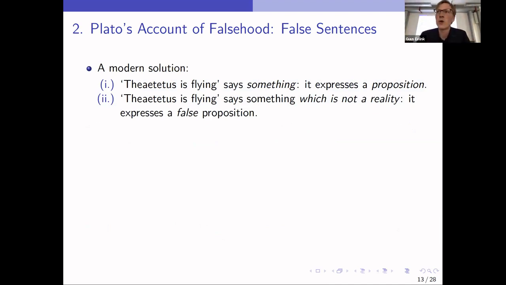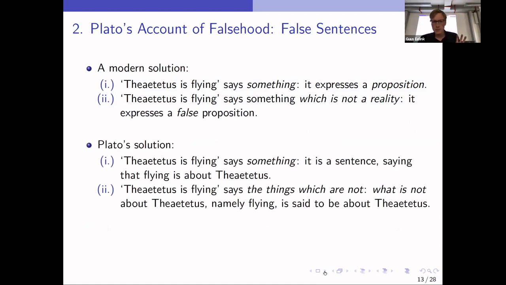Now, how does this compare to the modern solution that I introduced earlier, which says that the sentence Theaetetus is sitting expresses a false proposition? Now, I take it that with Plato's solution, the sentence Theaetetus is flying, I might have said sitting before, but I meant flying, says something in that it is a sentence which says that flying is about Theaetetus. But on the other hand, it says the things which are not, in that what is not about Theaetetus, namely flying, is said to be about Theaetetus. And these two, I think, are clearly compatible now. So we have a solution.